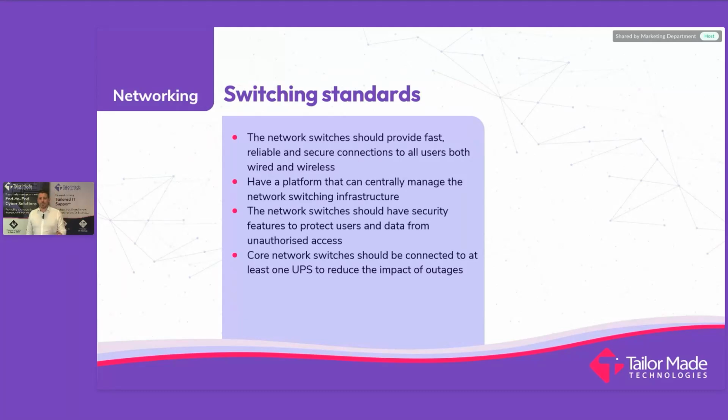And the core network switches should be connected to at least one UPS to reduce the impact of outages. So absolutely. It does say core network switches. So it's not necessarily expecting you to have UPSs in A block and B block and C block, but certainly where A block, B block and C block come back to the central location, that's what we call your core switch. That should be protected by UPS.